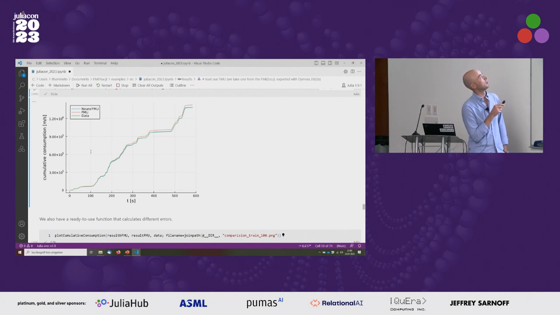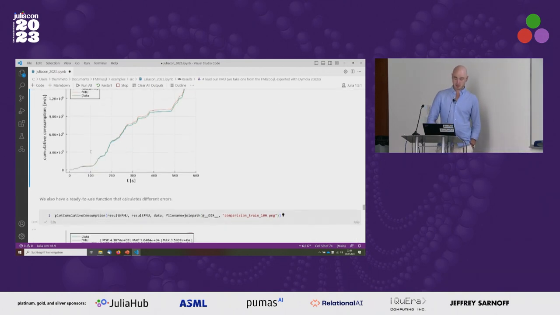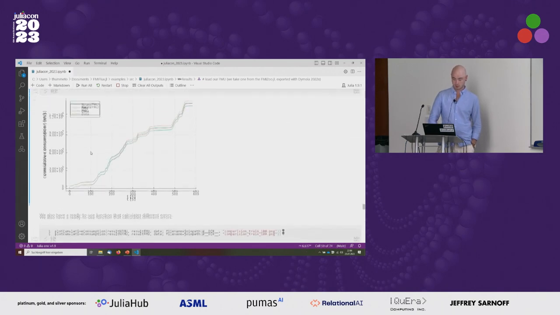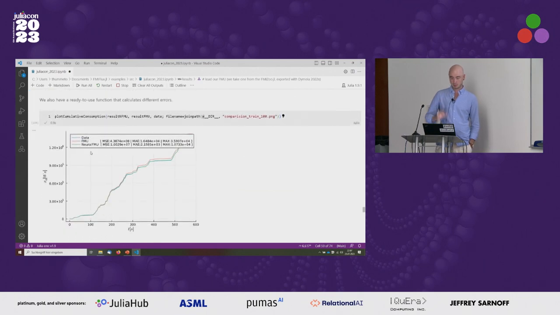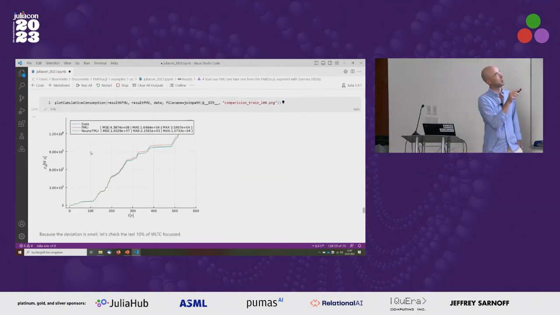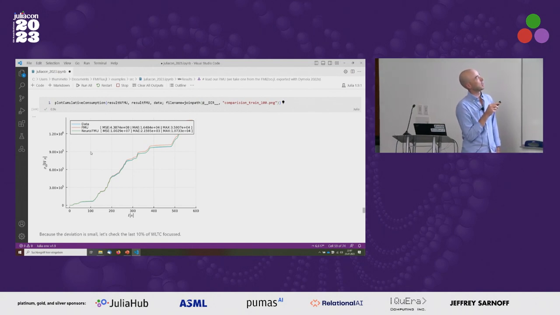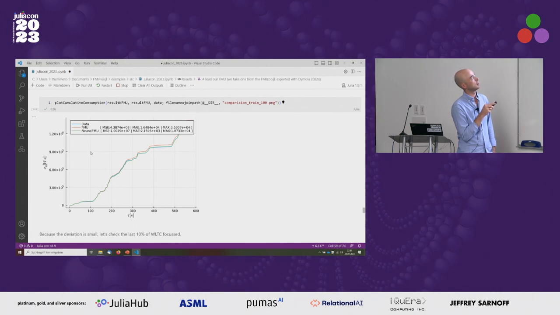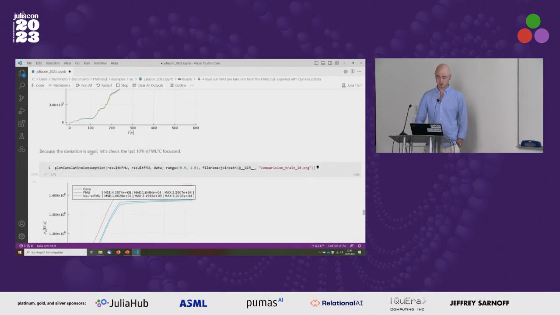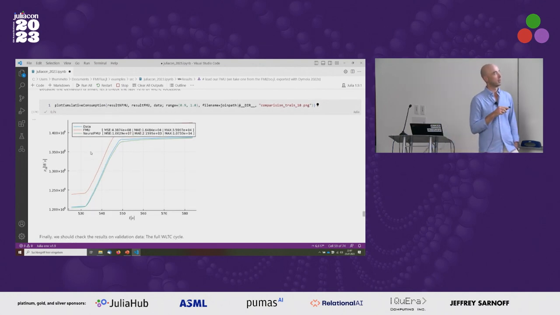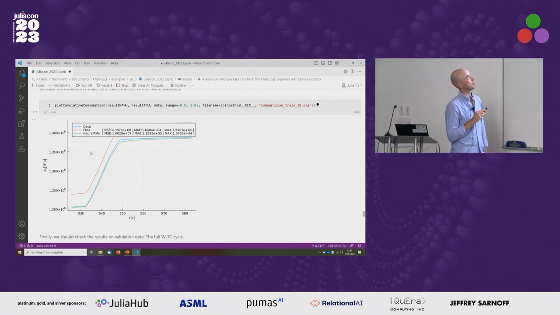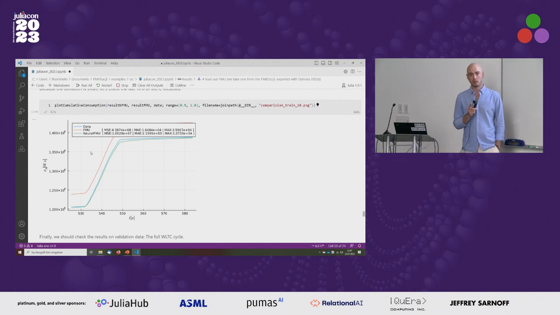We have the neural FMU in blue, the FMU in orange, and the data in green. And as you can see, it's hard to distinguish between the neural FMU and the data at this point. So I did another plot. Before we come to that, we use a ready-to-use function that plots the error. As you can see, the mean squared error, the mean average error, and the maximum error are much, much lower. Numbers are somehow impressive, but I'm more the plot guy. So if we zoom in on the last 10% of the cycle, we see that the neural FMU is far closer to the data.